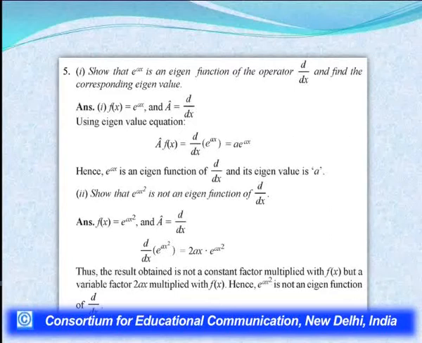Again, see the second part of this question number 5. Show that e to the power of ax square is not an eigen function of d by dx. On differentiating e to the power of ax square, we get 2ax into e to the power of ax square. Thus the result obtained is not a constant value, because there is a variable in it, that is x, which always varies. That's why it is not an eigen value, and e to the power of ax square cannot be an eigen function.